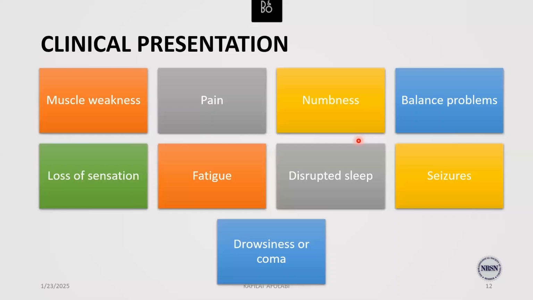So the clinical presentation varies from muscle weakness to pain to numbness, balance problems, loss of sensation, fatigue, disrupted sleep, seizures, or drowsiness, or even coma. Most authors reported that most patients have motor deficit at presentation, and some studies have even reported that almost all patients have motor deficits at the time they are presenting.